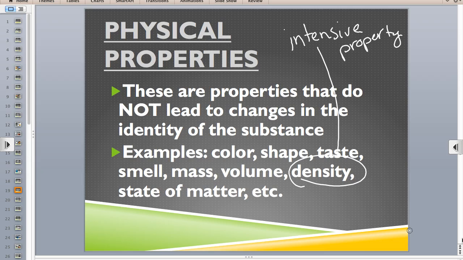Boiling point and melting point are other physical properties. The reason boiling point is a physical property is because when I boil something, I don't make a new substance.